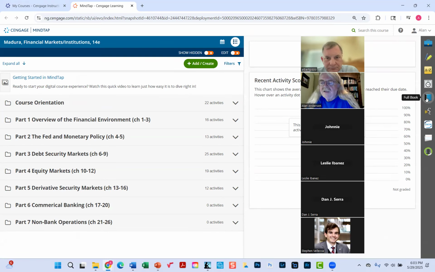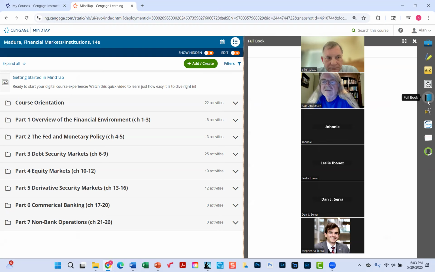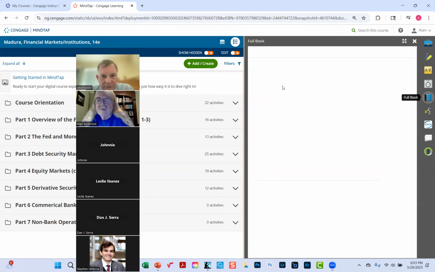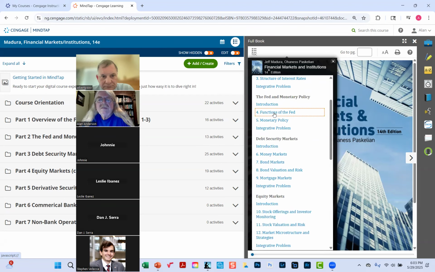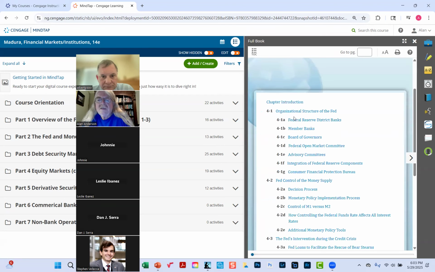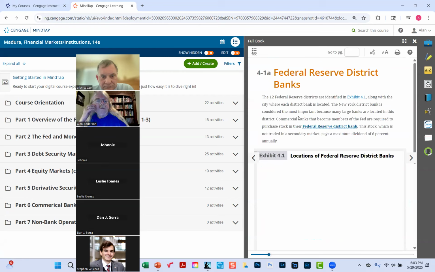the very bottom, here it is. The textbook is right here, full book. Okay, so you'll actually have a copy of the book. And here's the table of contents, of course. And so if you want to read the book, here it is. And actually, that can be very helpful because when you start to do the assignments, they'll often offer you an opportunity to link back to the book in case you've forgotten what they're talking about in the assignment.